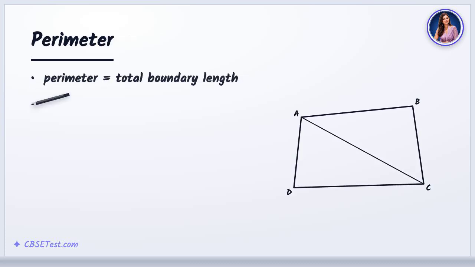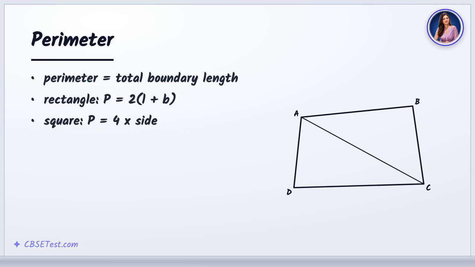Perimeter is the total length around a figure. For a rectangle, it's twice the length plus breadth. For a square, it's 4 times the side.